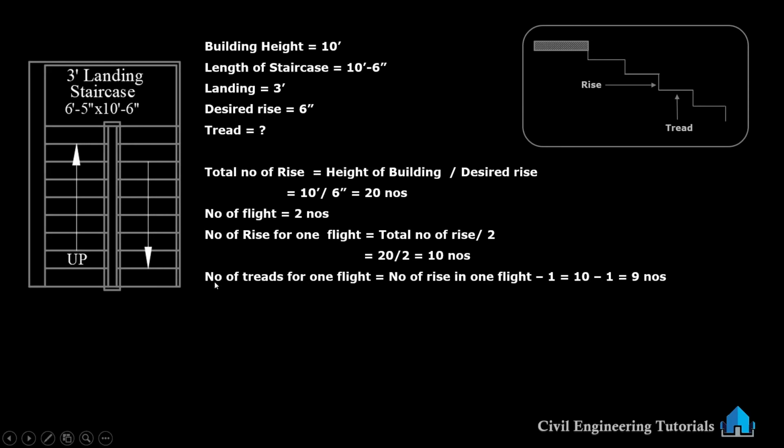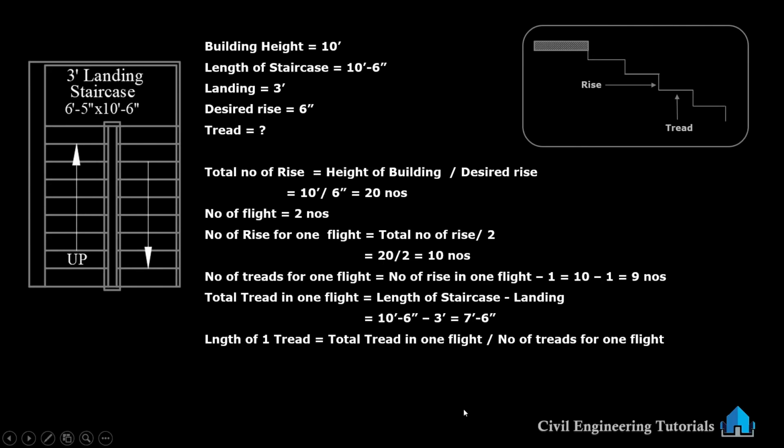So we got number of treads for one flight, 9 numbers of treads, and number of rise for one flight, 10 numbers. Now total tread in one flight. Total tread means here to here. That is length of staircase. Length of staircase means here to here. Total length of staircase minus landing. Landing means here to here. So length of staircase 10 feet 6 inch, minus landing 3 feet. We are getting 7 feet 6 inch. This is total tread in one flight. Total tread means here to here.